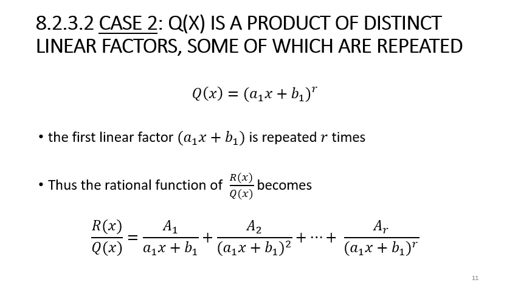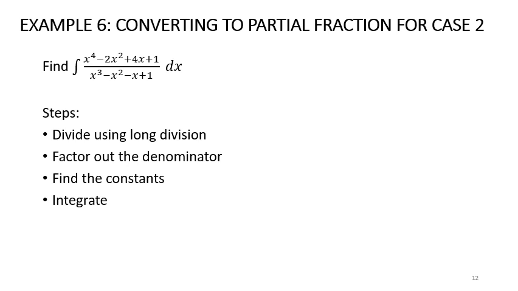We'll do an example to clarify how this works. Example 6, converting to partial fractions for case number 2. You're given this integral and you want to integrate this function. You look at the numerator, which has a higher degree than the denominator, so you need to divide using long division to make it a proper fraction first. Then factor out the denominator to see what the linear factors are and how many times each is repeated, and find the constants so that you can finalize your partial fractions and finally integrate the actual function.